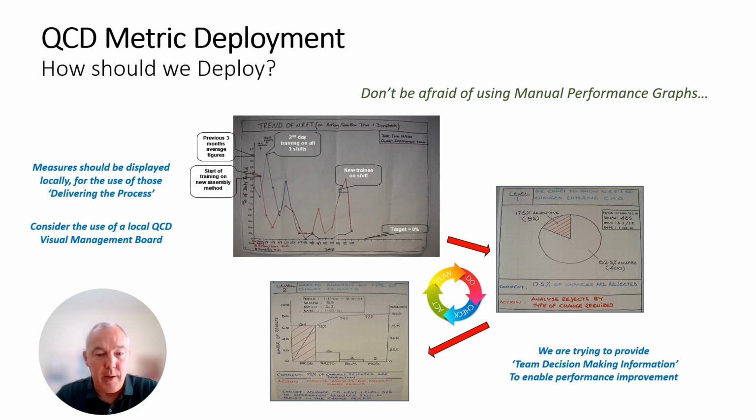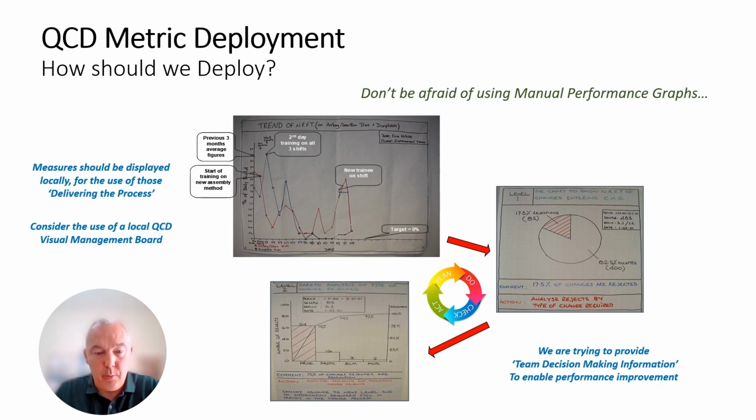So we've got an example here on the screen where we monitor one of our performance metrics. In this case, it's the non-right first time performance, and then that would show how it would then lead us into an ability to be able to analyze and improve the performance of that metric.